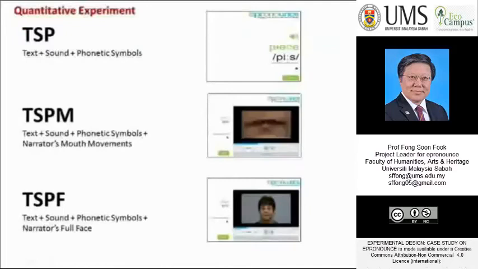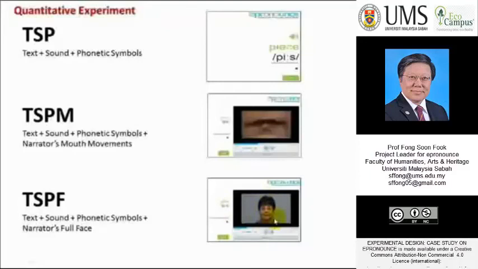For the quantitative experiment, we prepared ePronounce in three different modes. Mode number one is called the TSP mode, where there is only the text, the sound and the phonetic symbols, while the TSPM mode will have the text, the sound, phonetic symbols, and the narrator's mouth movement, while the TSPF will have the text, sound, phonetic symbols, plus the narrator's full face.